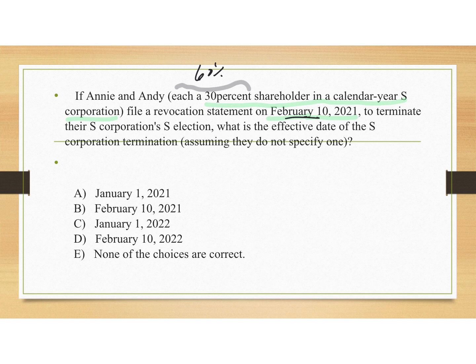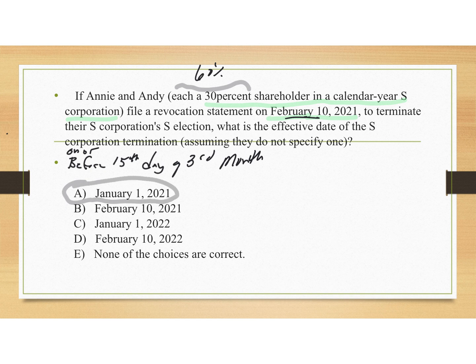third month. On or before is the rule, but it's made before the 15th day of the third month. So therefore, their election to terminate is effective as of January 1, 2021.